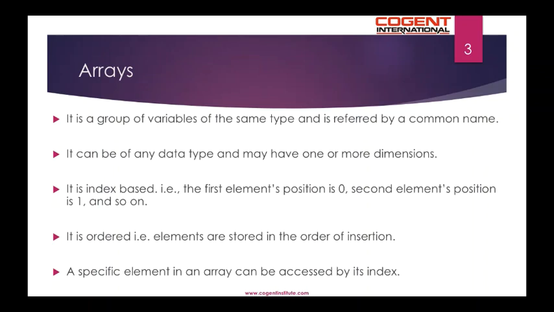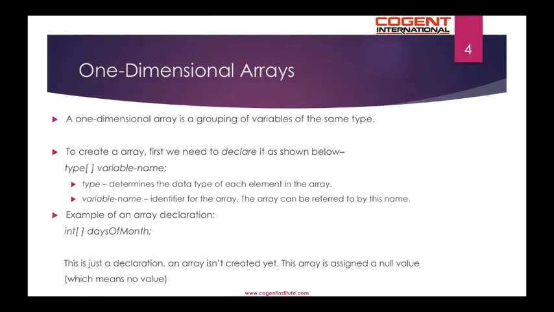It is index based, that is the first element's position is 0, second element's position is 1, and so on. It is ordered, that is elements are stored in the order of insertion. A specific element in an array can be accessed by its index. A one-dimensional array is a grouping of variables of the same type. So when we say array, it actually means one-dimensional array.